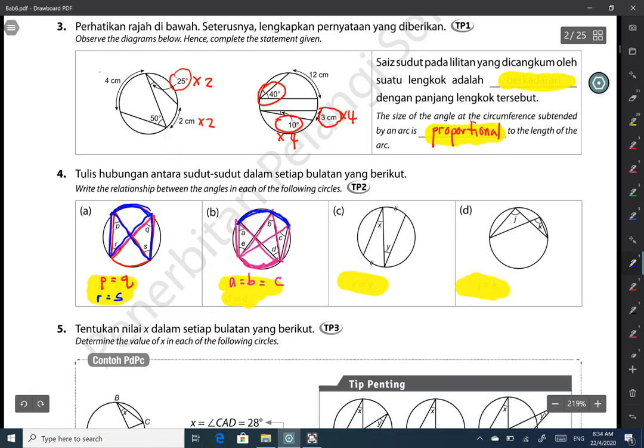Okay. This is from this arc. So this is D. Okay, we see that our E also from the same arc. This is our E. So from the same arc, D is equal to E. Can you complete C and D?